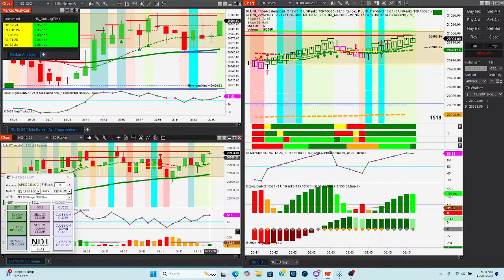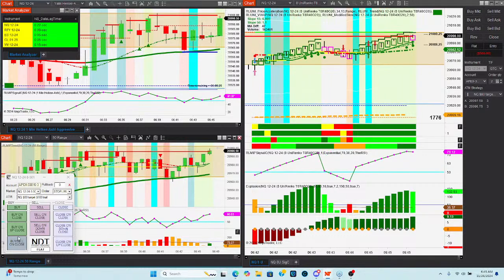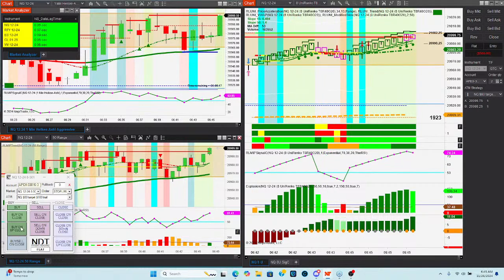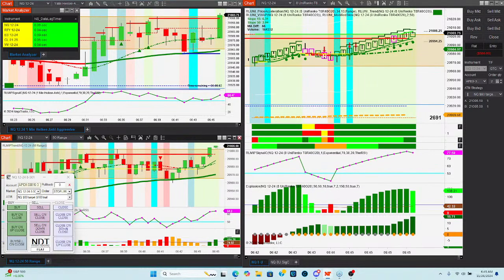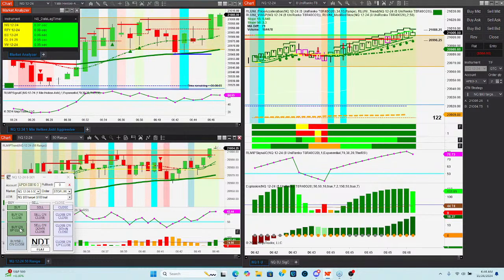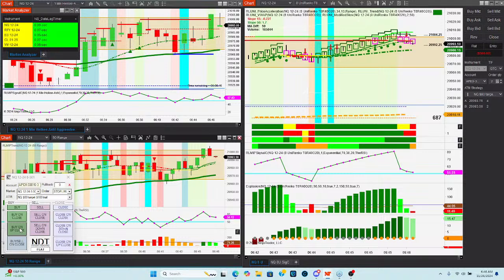Okay, now I think the path of least resistance is going up here. So let's be ready for it. Now what I'm looking for is just a little more. I like to be able to get into a trade before this thing. Now notice how we drew that block, how it never got out of it. Okay.